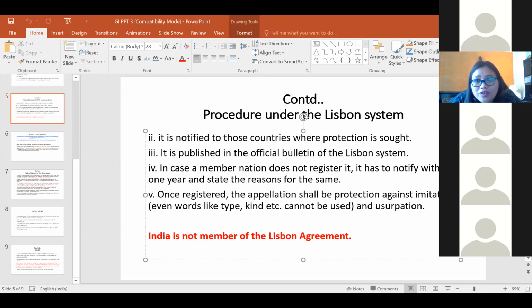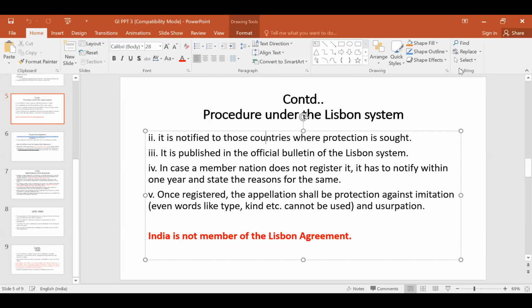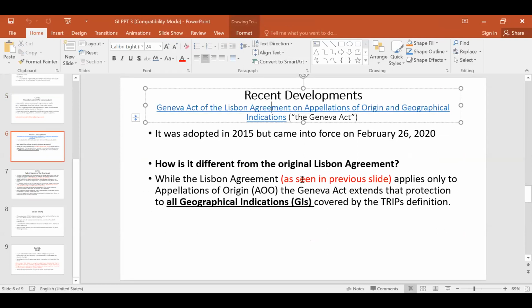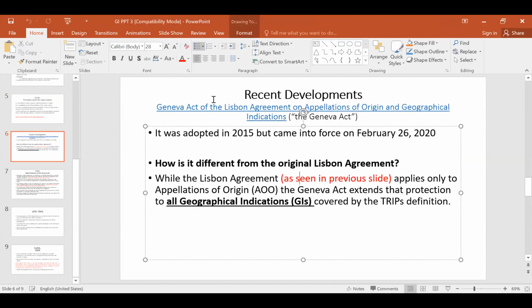Because of which, just look into the next slide. Because of which, there's a recent development with regard to the Lisbon Agreement. What is the recent development? A Geneva Act of the Lisbon Agreement was enacted in 2015, but it came into force only 1.5 months back, on February 26, 2020.